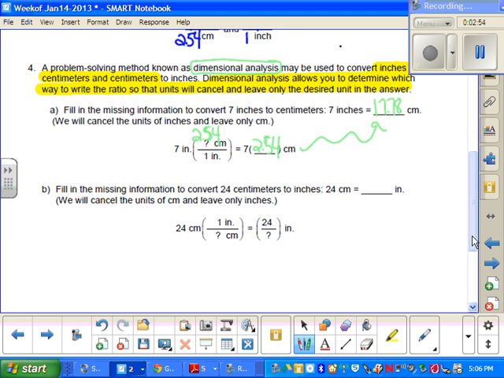Moving on to part B. Now we're going to fill in the missing information to convert 24 centimeters to inches. So we have 24 centimeters. We want to know how many inches it is. So this time we're going to take the ratio 1 inch equals 2.54 centimeters because we want the centimeters to cancel out from each other, leaving us with inches. So we are left with 24 over 2.54. And if we divide that out, we get 9.45.